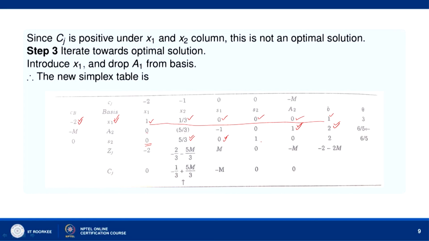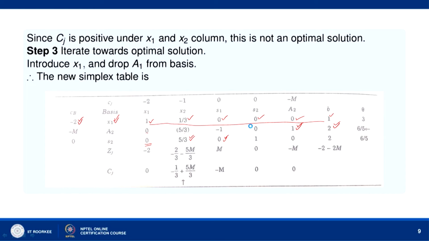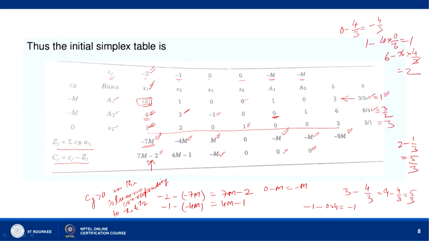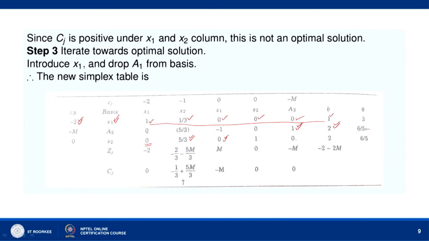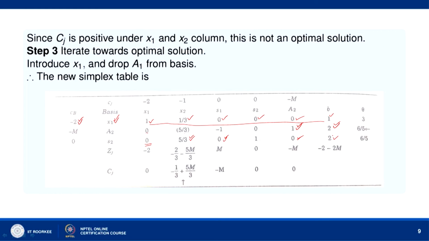Then in the S2 column we have 1, so 1 minus 0 will remain 1. Under the A2 column it is 0, and here we divided by 3 and then after dividing by 3 we are subtracting, so this will remain 0. And then here we have 3, after dividing by 3 it became 1, so 3 minus 1 is equal to 2. So, we get 2 here, okay.